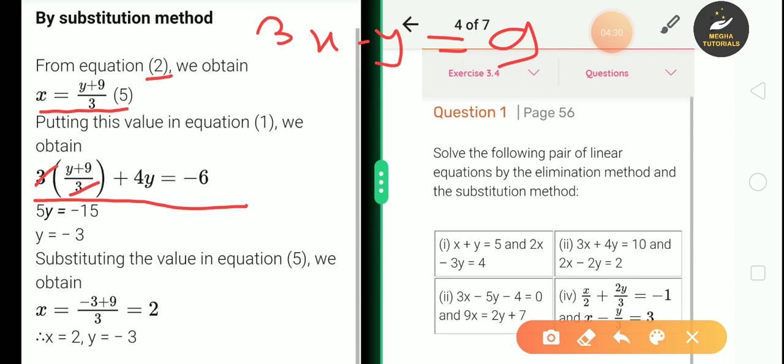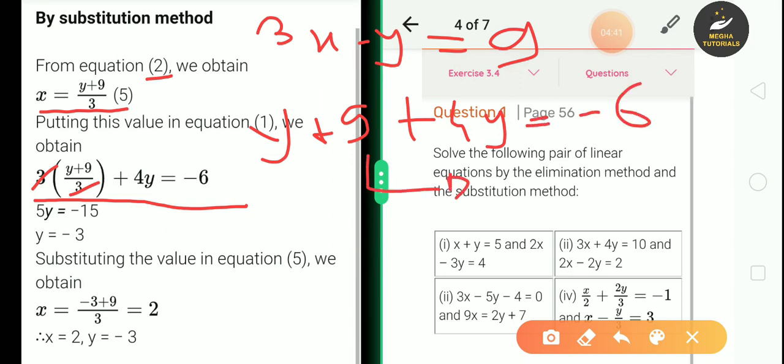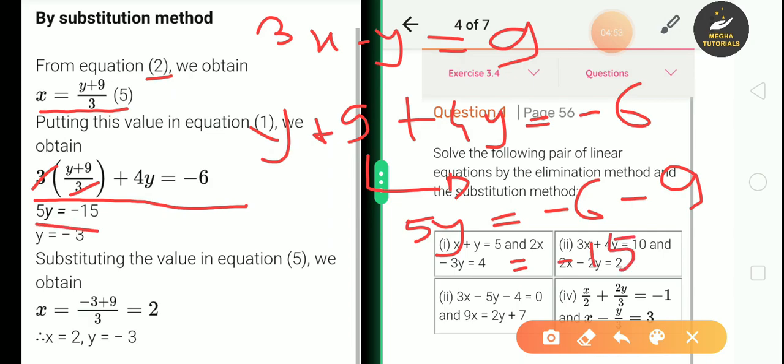These 3 and these 3 can cut. So y plus 9 plus 4y is equal to minus 6. Transpose 9 to the RHS, and y plus 4y is 5y, minus 6 minus 9. Minus 6 minus 9 is minus 15. So we'll get this step 5y is equal to minus 15.